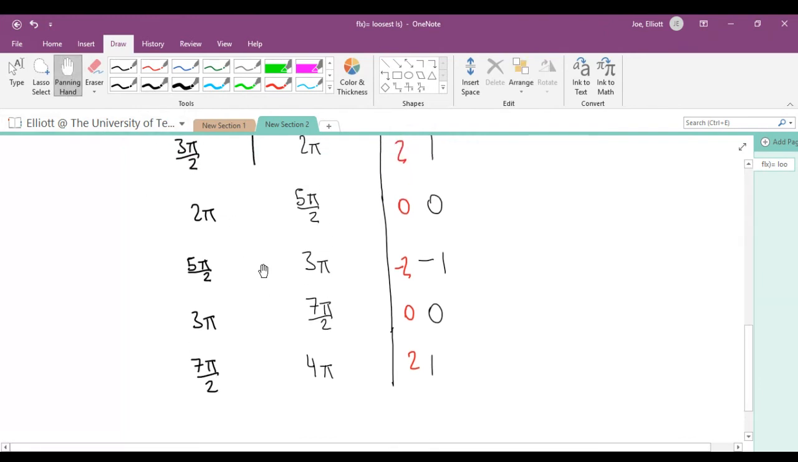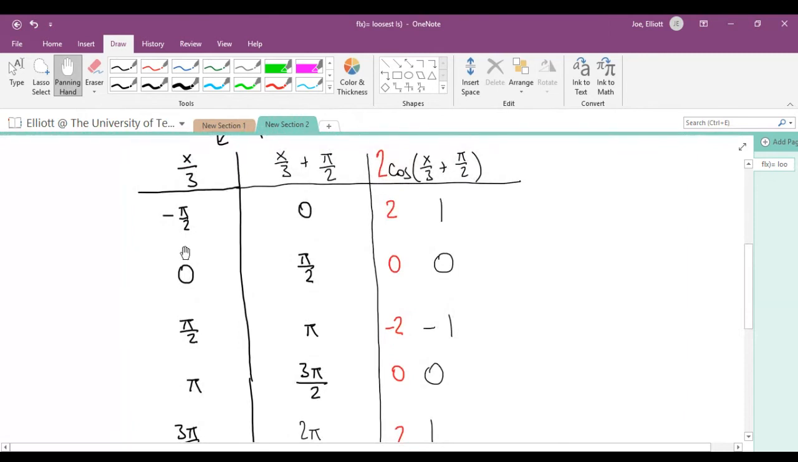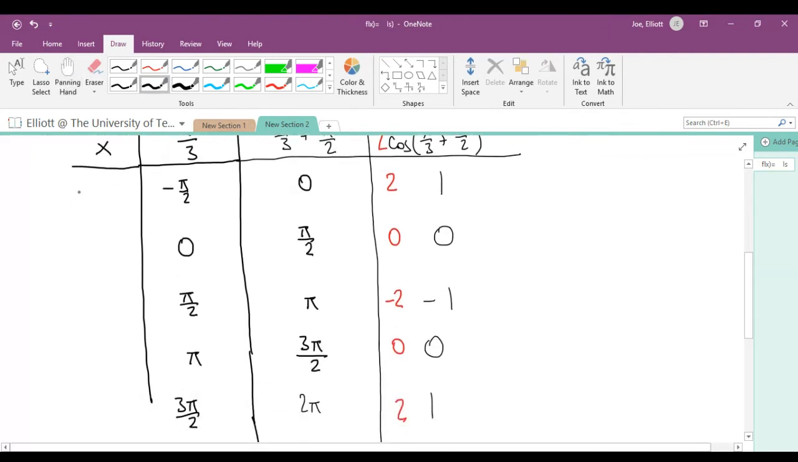Okay, great. Now we're almost done, but this column represents the values of x over 3. So to get the values of x itself, we would now need to multiply everything in this column by 3 in order to solve for x. Okay, so here it's -3 pi over 2. 0 multiplying by 3.